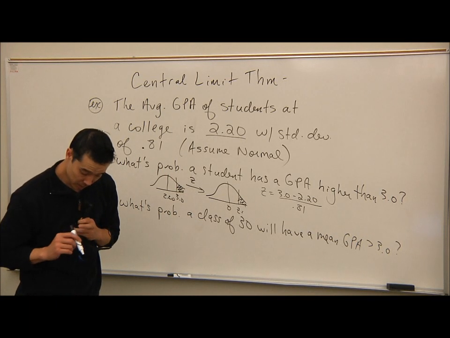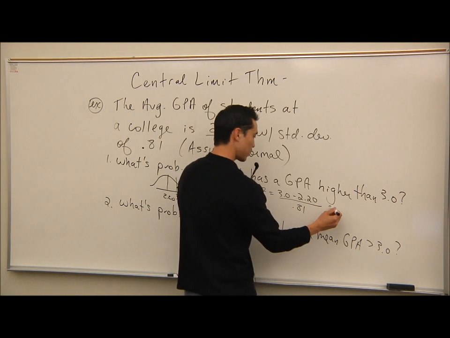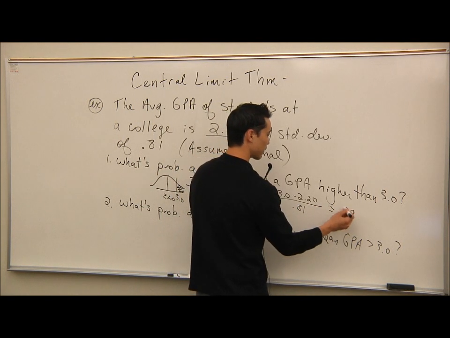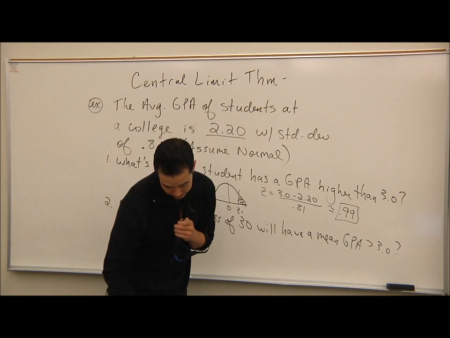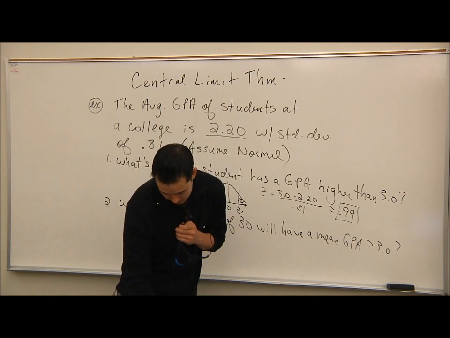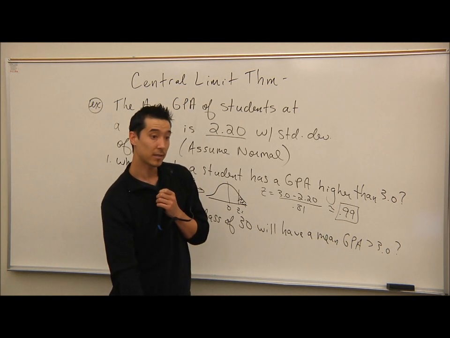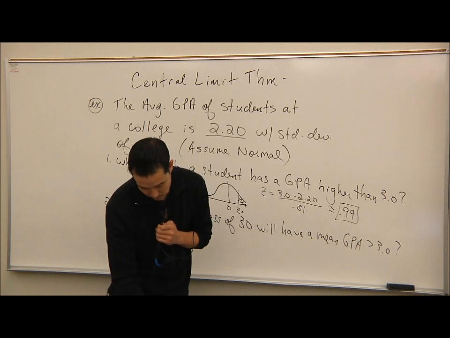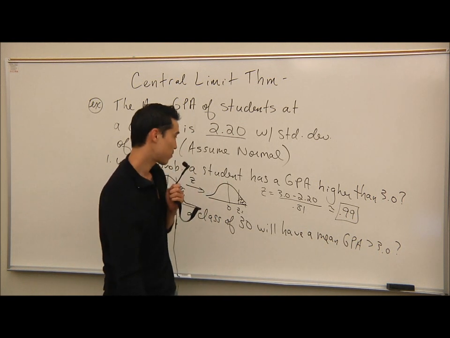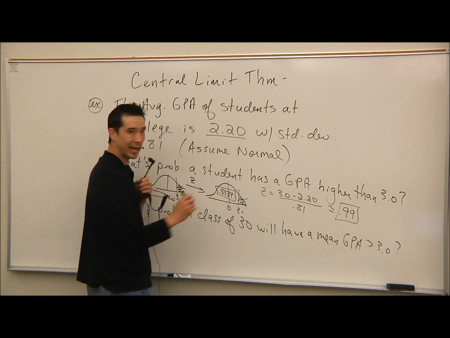If we round it off to 2 decimal places, we'll get approximately 0.99 for my z value. So if I look up 0.99 in my chart, you get 0.8389, and of course that's the area to the left, and we want the area to the right. So the answer is 1 minus 0.8389. This area is 0.8389, and our area is 1 minus that.